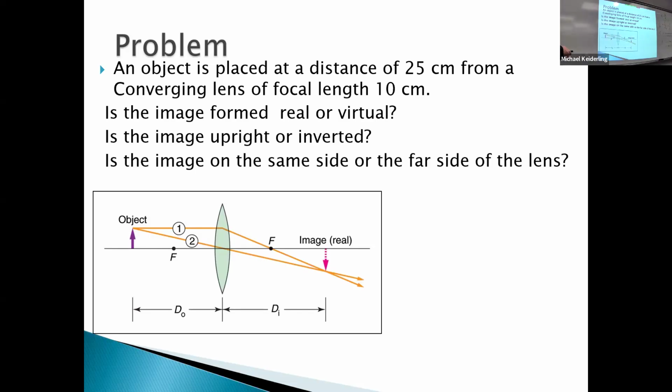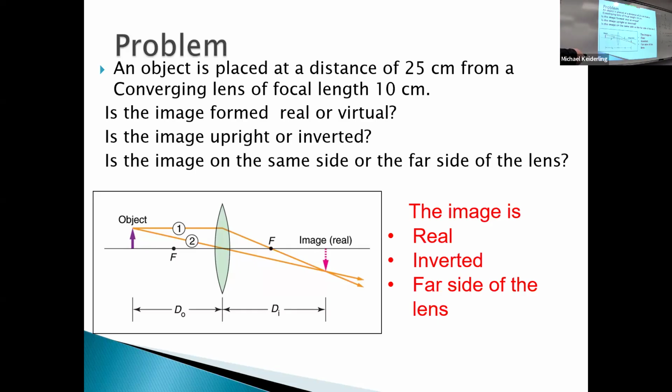So here, you can see the ray diagram. You get a real inverted image on the far side of the lens. And if it's 25 centimeters from a focal length of 10 centimeters, the image will be smaller than the object. But it's real, inverted, and far side of the lens.